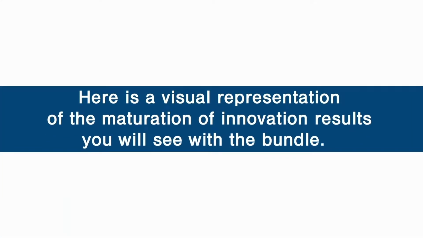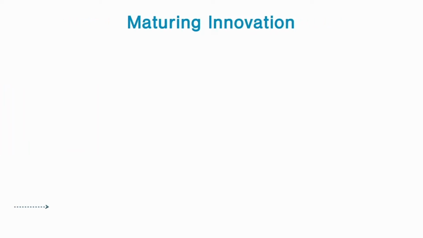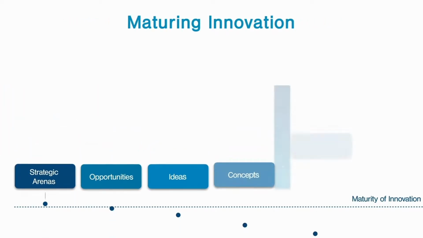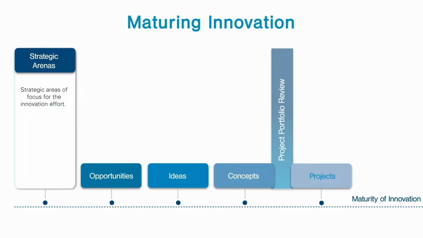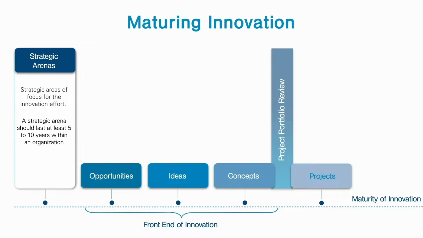Here's a visual representation of the maturation of innovation results you will see with the bundle. The innovation strategy is composed of strategic arenas, which are the areas of focus for your innovation effort. A strategic arena should last between 5 and 10 years within an organization. The front end of innovation phase can be separated into 3 steps, each aimed at helping the process of maturation.